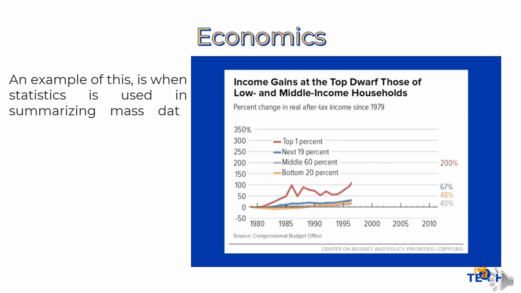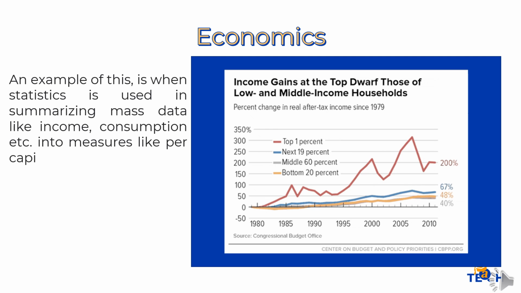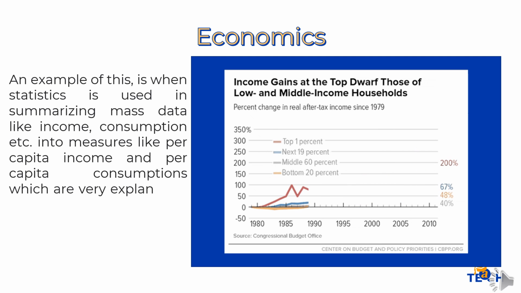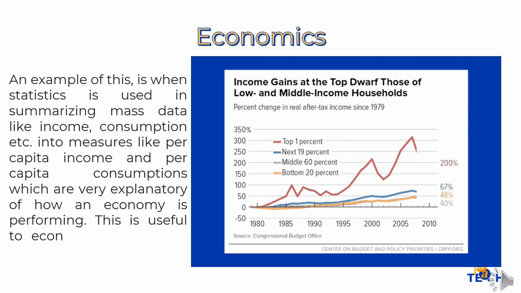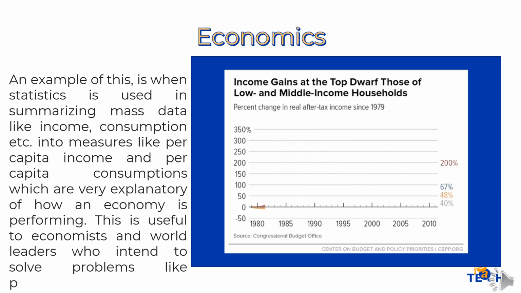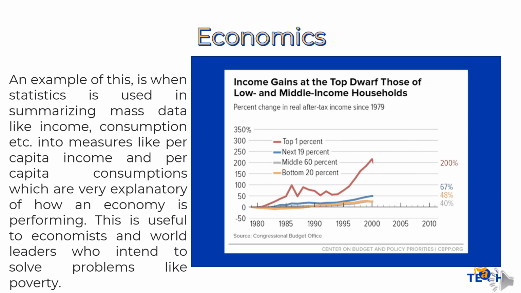Economics. An example of this is when statistics is used in summarizing mass data like income, consumption, etc. into measures like per capita income and per capita consumptions, which are very explanatory of how an economy is performing. This is useful to economists and world leaders who intend to solve problems like poverty.